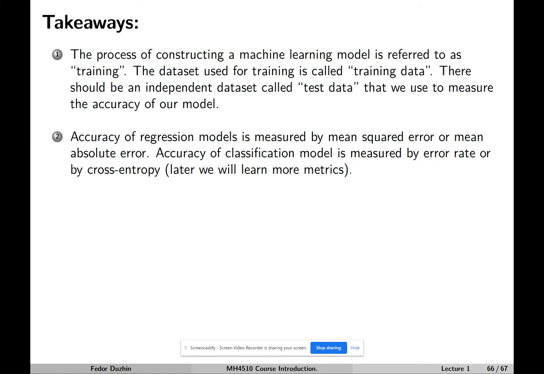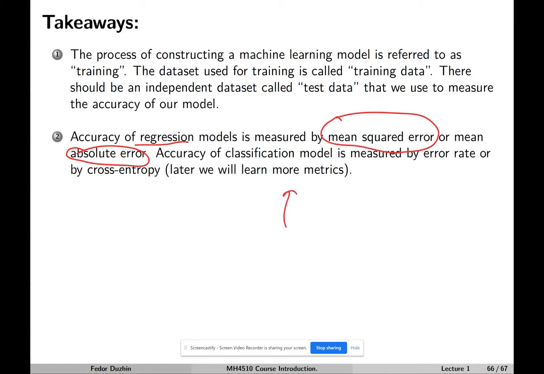We have learned about regression models and classification models. Within supervised learning, we have regression and classification. The accuracy of regression models can be measured by the mean squared error or the mean absolute error. The smaller the error is, the more accurate the model is. The accuracy of a classification model is measured by the overall error rate or by cross entropy. Later we will learn more metrics.